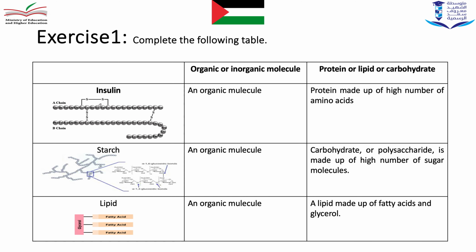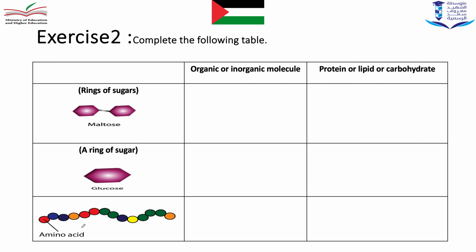Here, the insulin is a hormone made up of amino acids. So here are amino acids. It's a protein since it's made up of a high number of amino acids. The starch here is made up of a high number of rings of sugars, so it's a carbohydrate and it's a polysaccharide. And this one is a lipid because it's made up of three fatty acids and one glycerol.